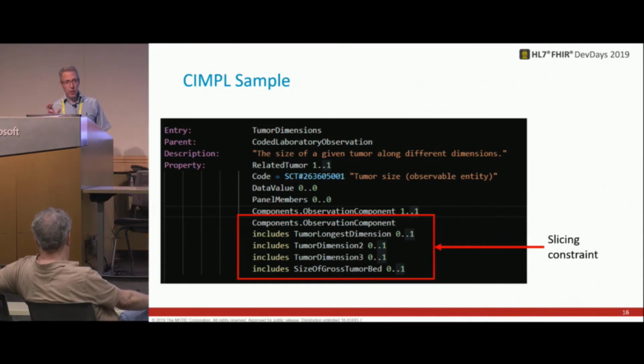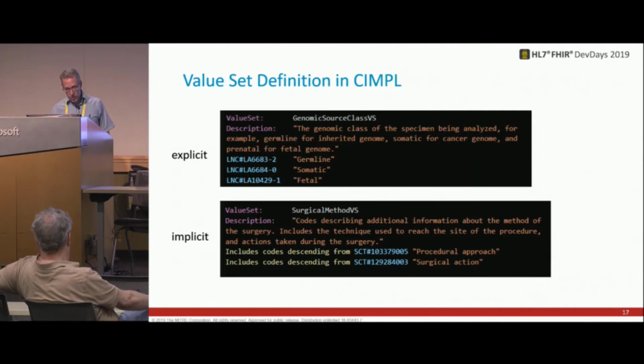And what we're doing here is slicing. So the word includes is the only thing you need to know to do slicing within CIMPL. So it is, in fact, simple compared to raw slicing of FHIR objects. So that's kind of the idea of what CIMPL looks like, gives you that idea.